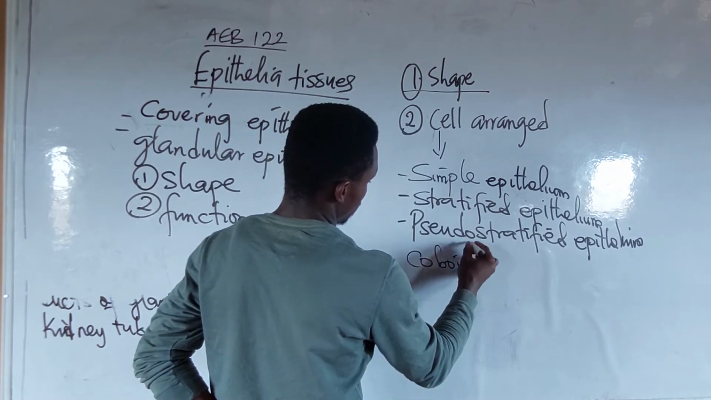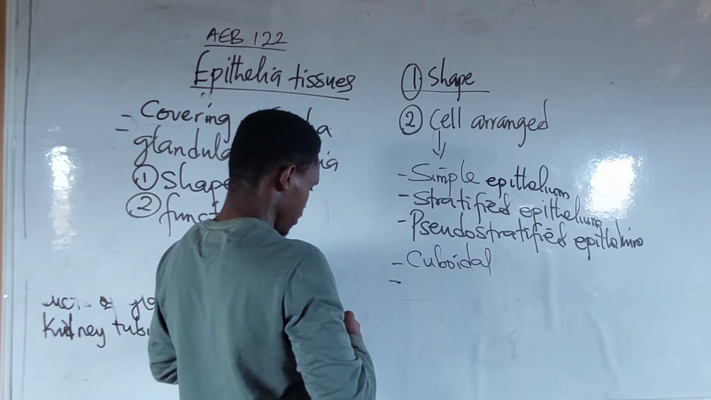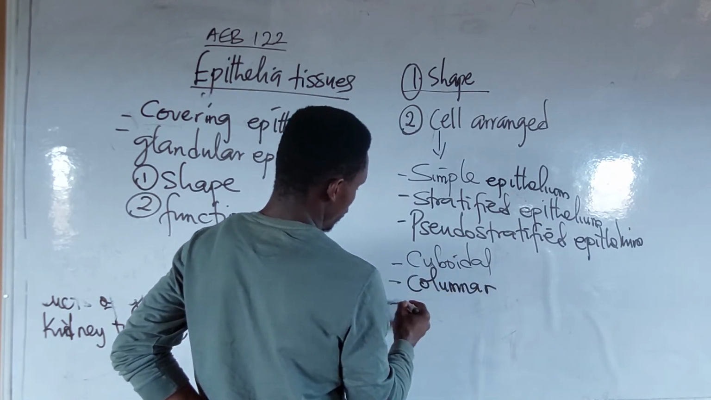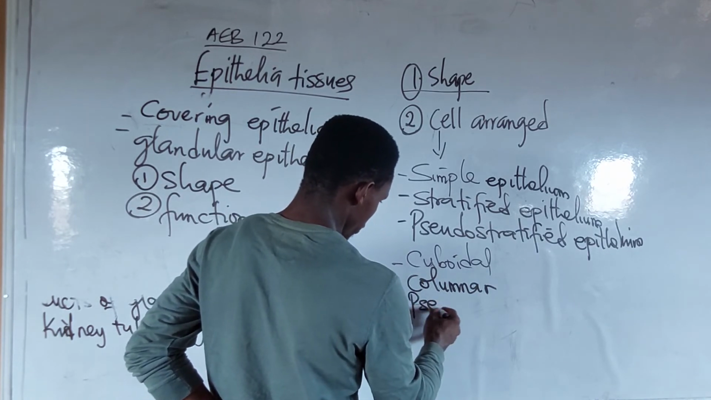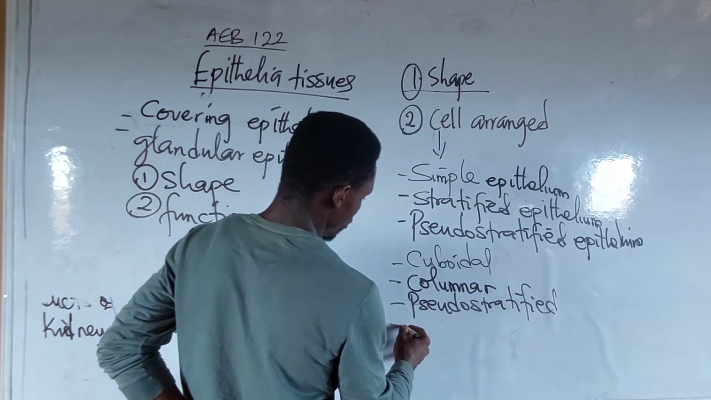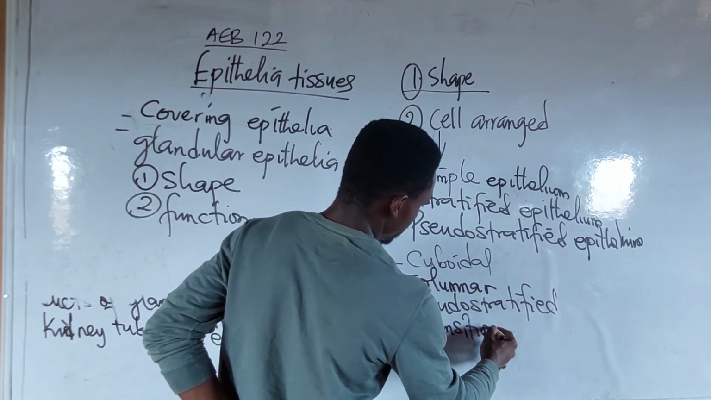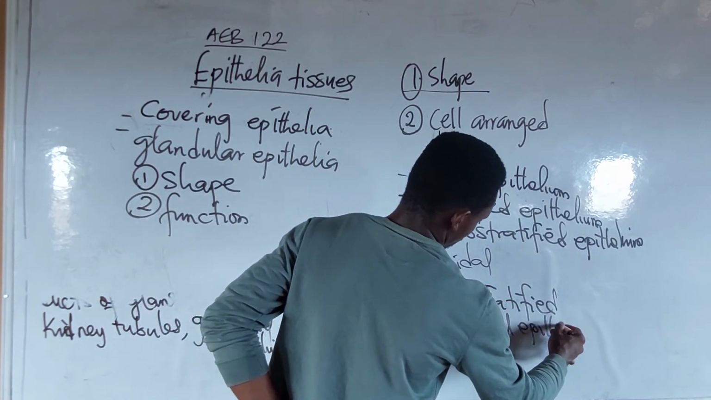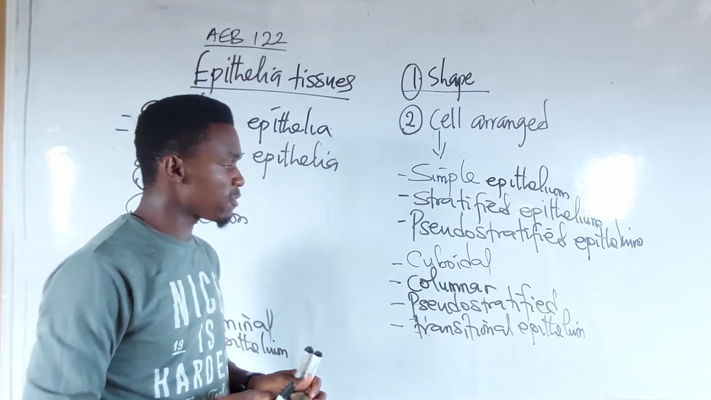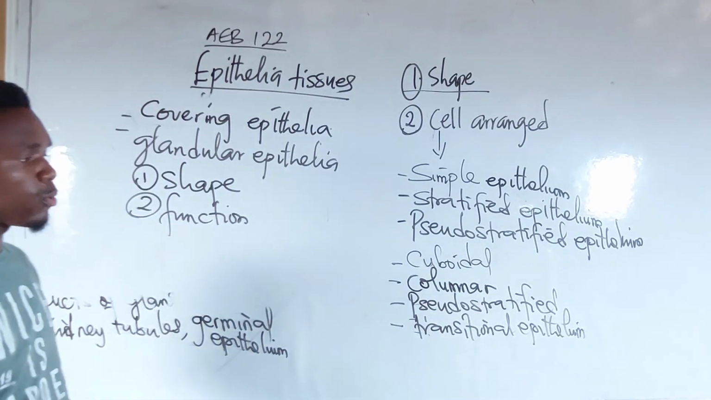Now based on shape, we have cuboidal. Sorry, we have cuboidal. We have columnar. We have pseudo-stratified and what? Transitional epithelium. Alright, transitional epithelium. Now the only types of epithelium I have not explained so far are the pseudo-stratified and what? Transitional epithelium.